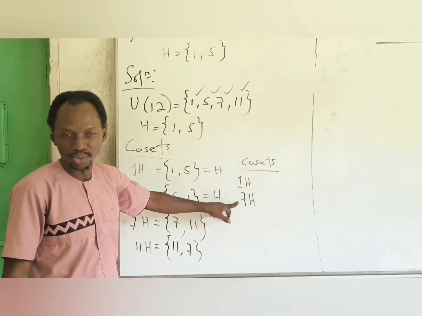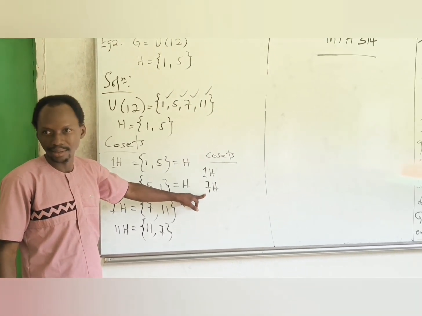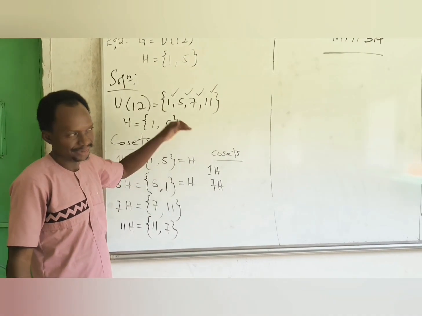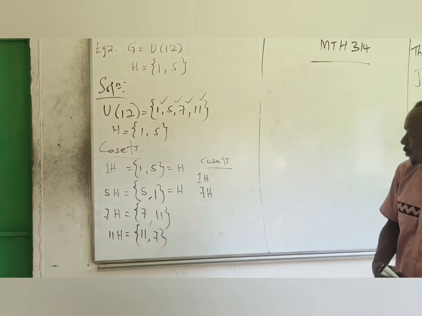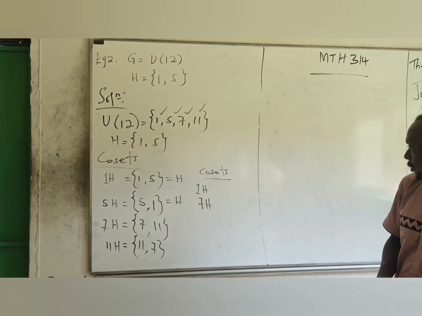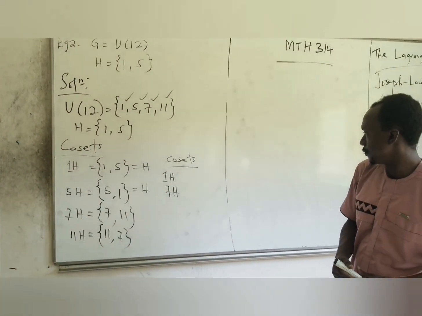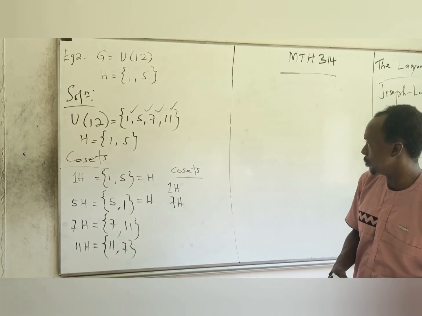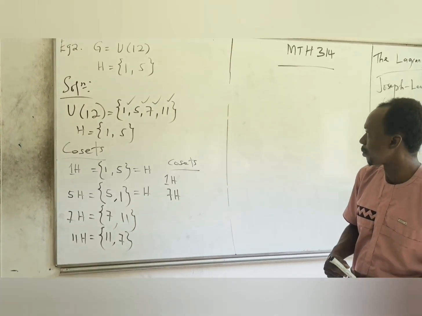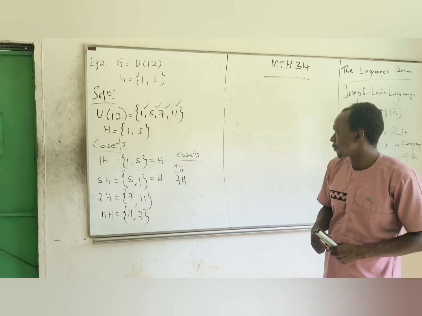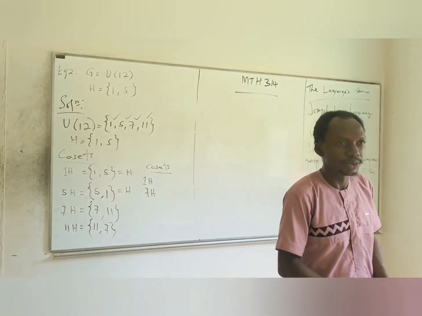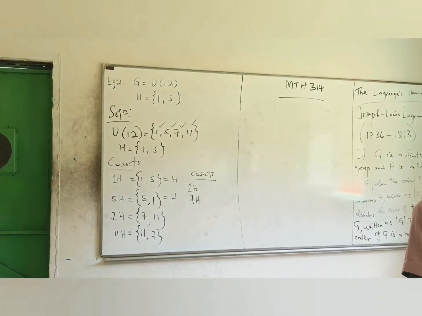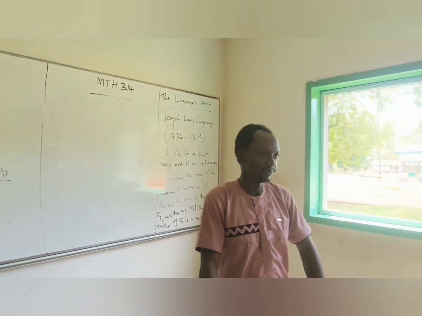So what's the index? Our index is 2: the order of G divided by the order of H. So 4 over 2 is 2. Any question? Before you start, you can just use the index to find out how many cosets you'll get. So 4 divided by 2 is 2, so automatically you must get 2 cosets.